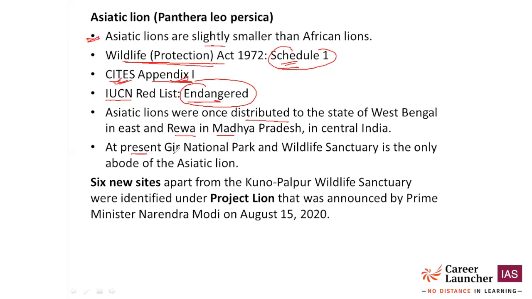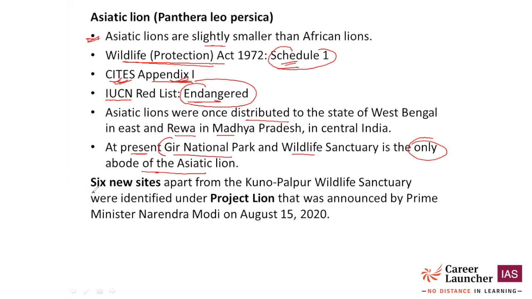So at present, Gir National Park and Wildlife Sanctuary is the only place where the Asiatic lion is naturally present in India, that is, Gir National Park and Wildlife Sanctuary of Gujarat. Okay. Now, the government declared 6 new sites for relocating the Asiatic lion in India.